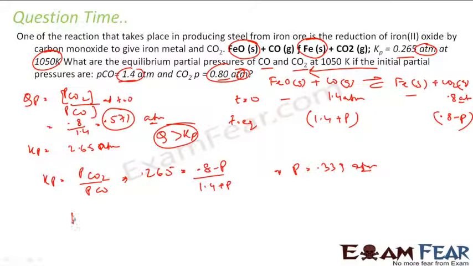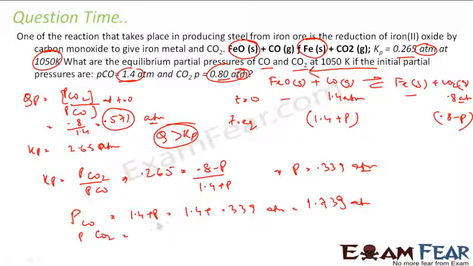Thus I can say that my pressure of CO at equilibrium is 1.4 plus P, that is 1.4 plus 0.339 atm, which is 1.739 atm. Similarly, the pressure of CO2 is 0.8 minus P, that is 0.8 minus 0.339 atm, that is 0.461 atm, and that is my answer. So I could easily find the partial pressures of CO and CO2 at equilibrium.